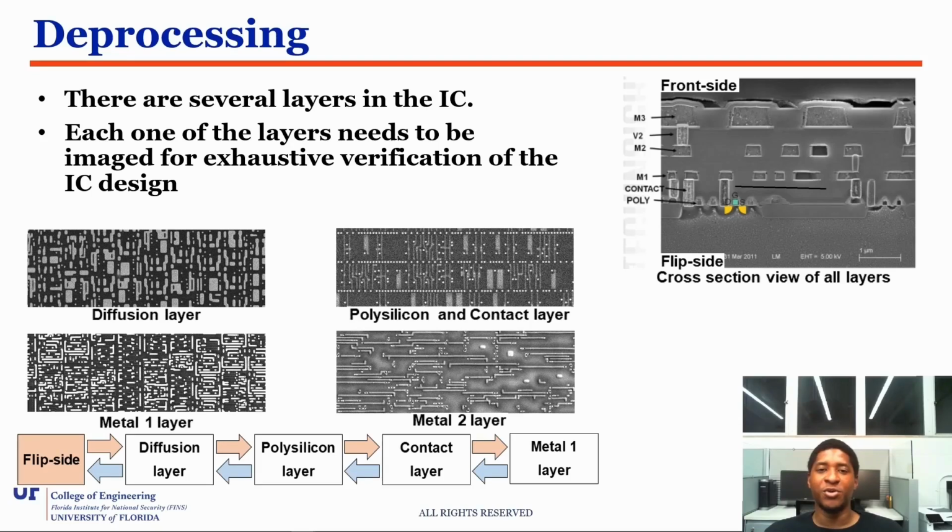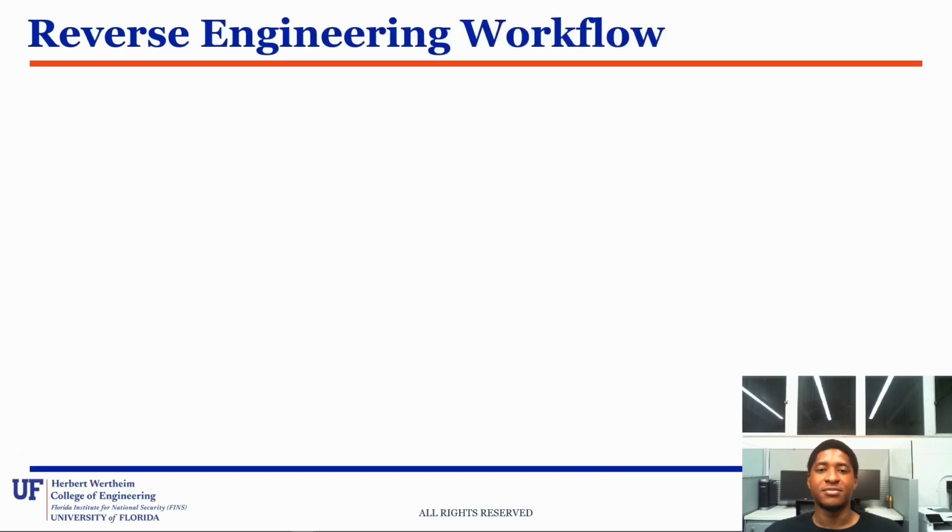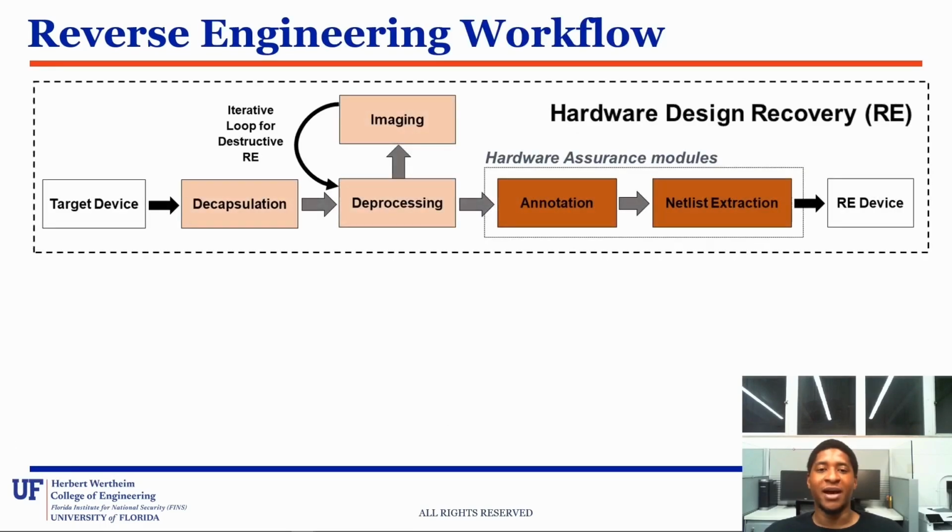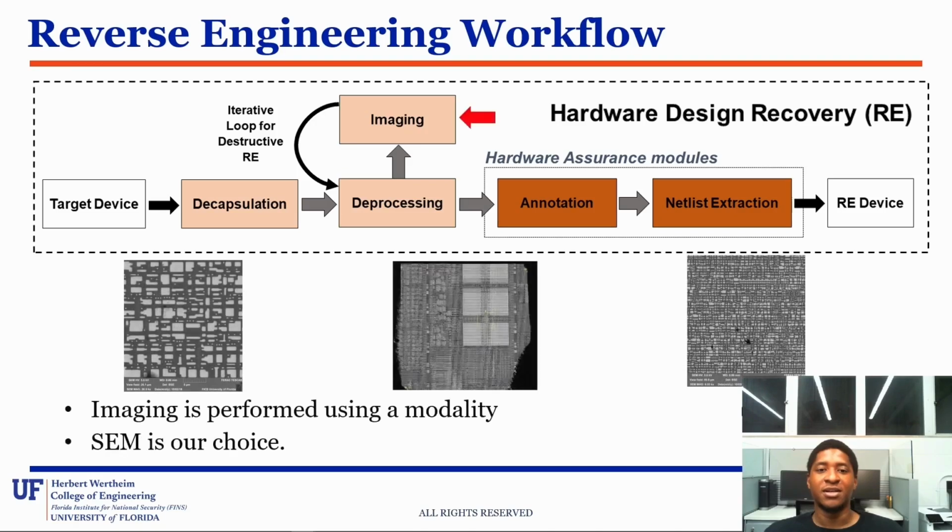Now that we know deprocessing and how many layers we need to interact with to get a detailed deprocessing step, let's delve into the imaging aspect of it. As we go back to our engineering workflow, let's focus on imaging. We are about to revisit the SEM we learned in the previous presentation.